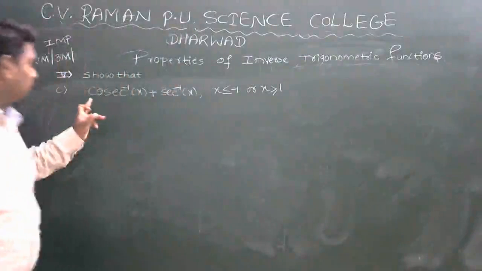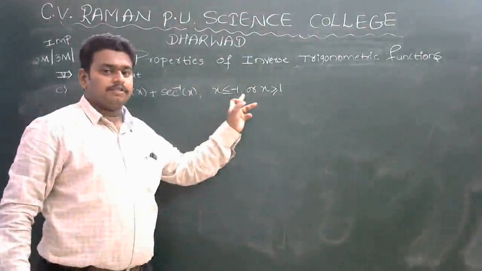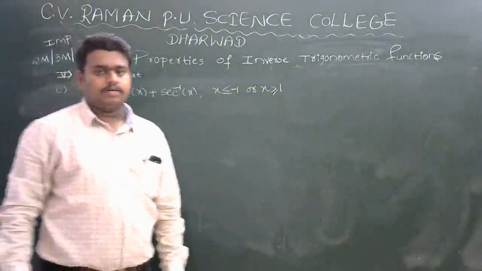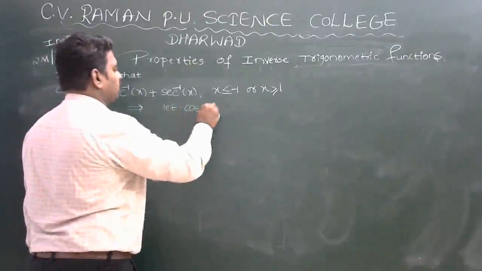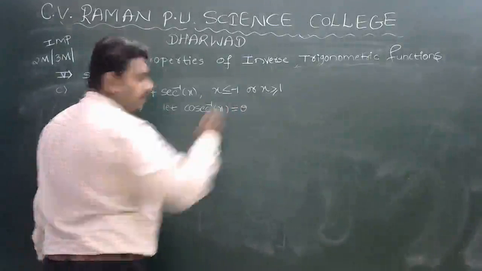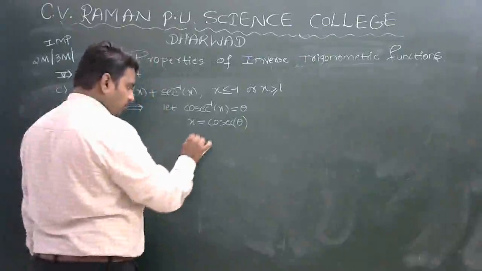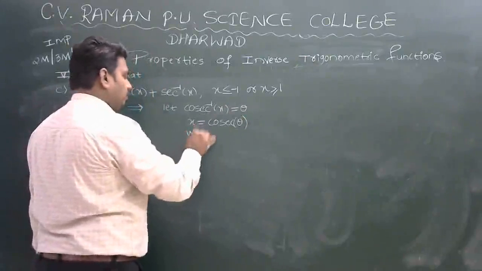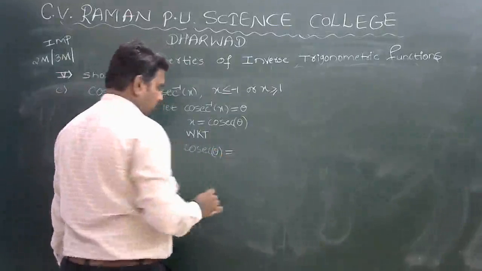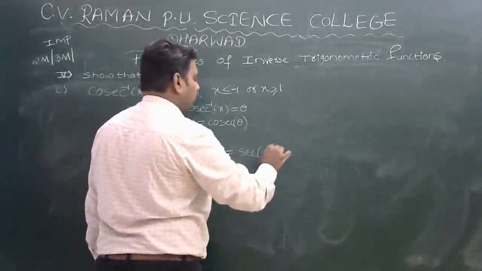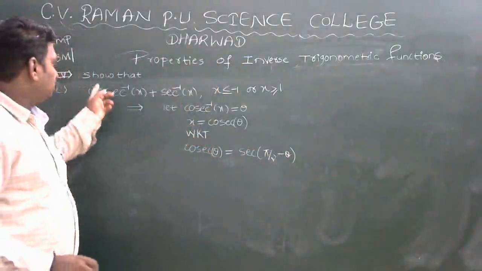Okay, the next one, cosec inverse of x plus secant inverse of x. Your x value lies less than or equal to minus 1 or greater than or equal to 1. Okay, the same procedure again. So let cosecant inverse of x equal theta. So I am going to write x equals cosec theta. We know that cosec theta, I can write as sec of 90 minus theta. The same concepts what we did in the previous properties.